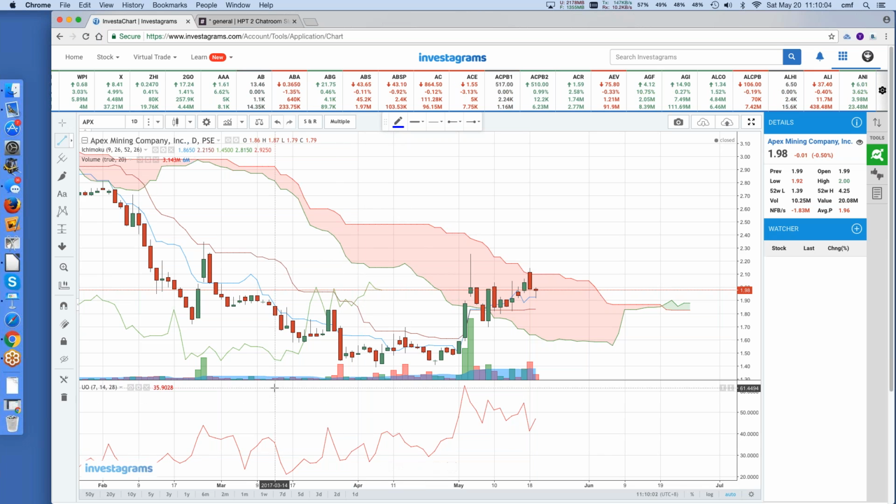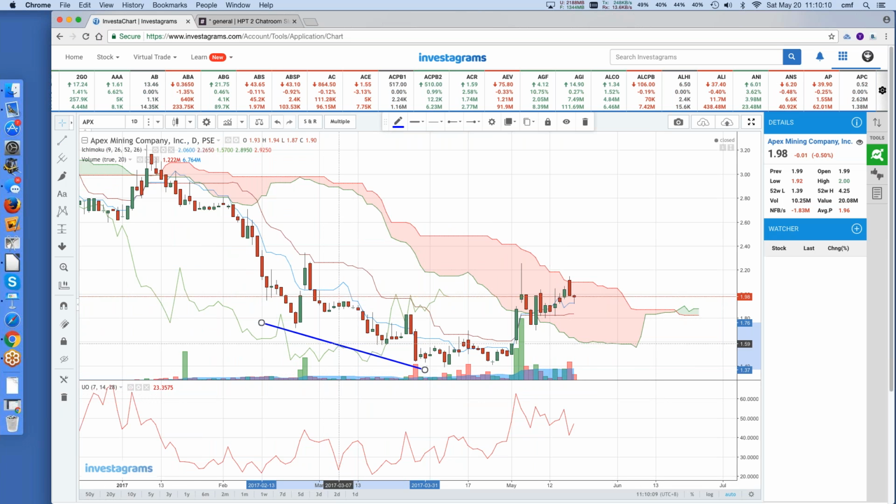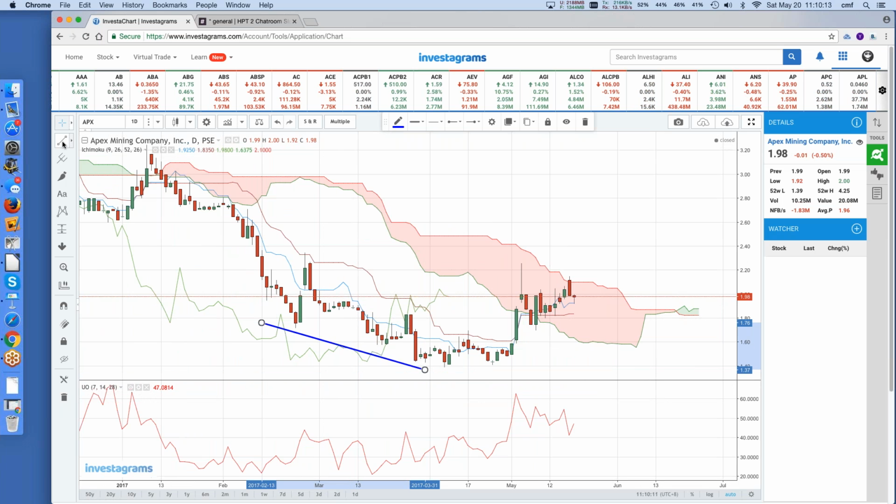APX. Can you find the bullish divergence in this APX chart? Here's that obvious bullish divergence.